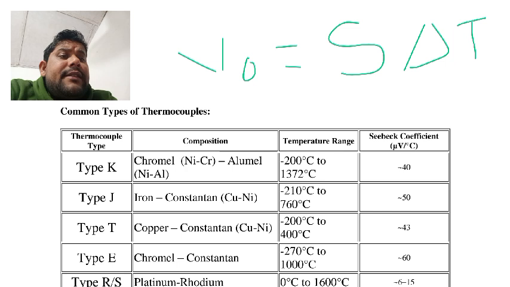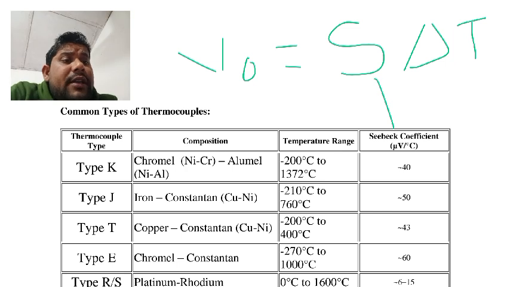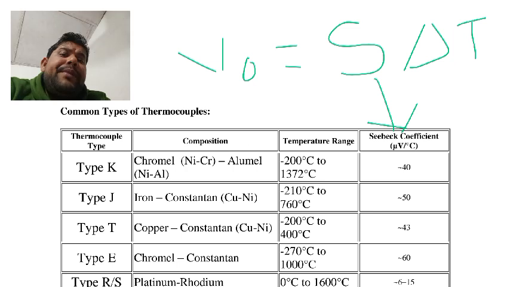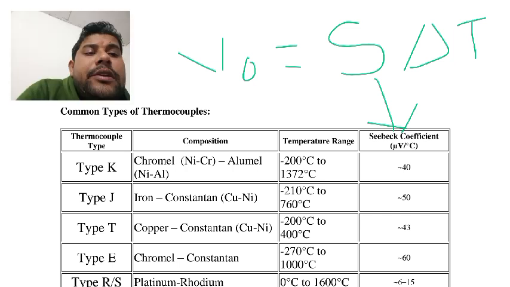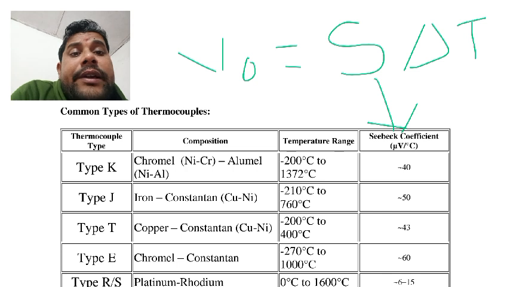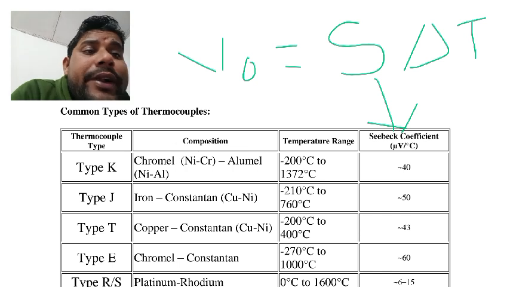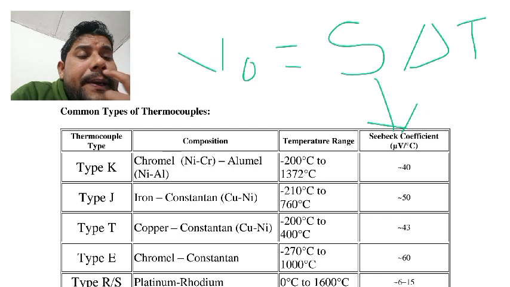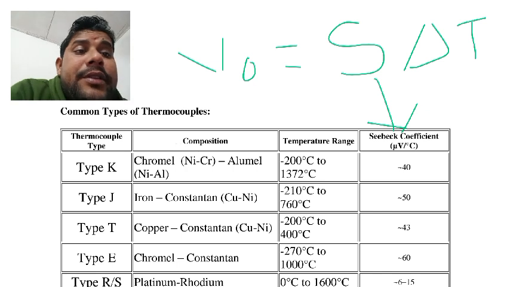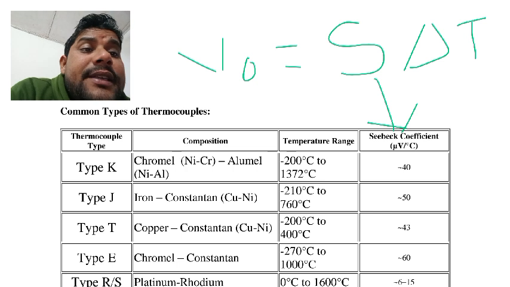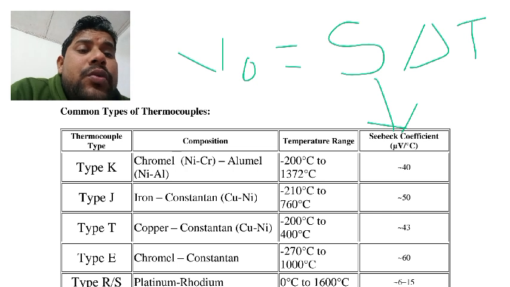This S is the Seebeck coefficient. That's why it is called sensitivity, and it differs depending on which material is used. For the K type, when chromel and alumel are used, the sensitivity S is approximately 40 microvolts per degree Celsius. The range of this thermocouple is minus 200 to 1300.